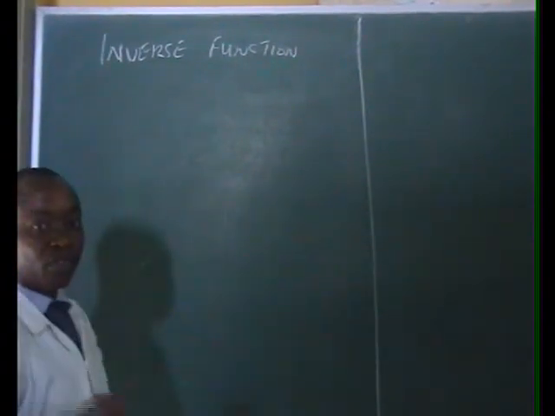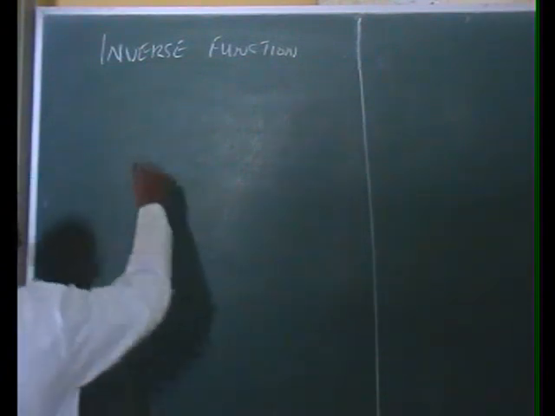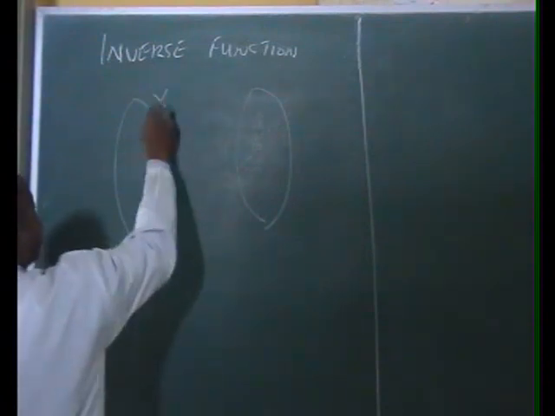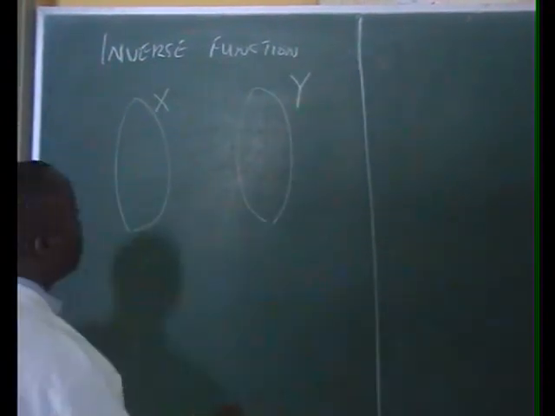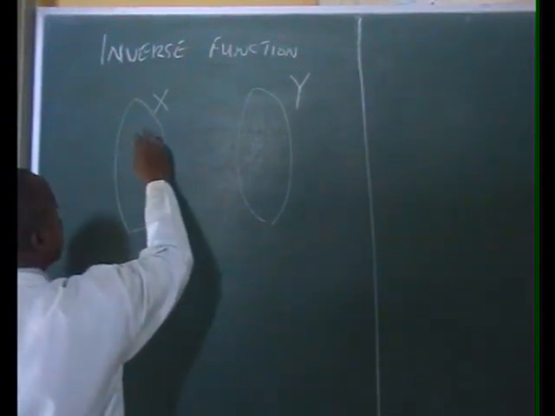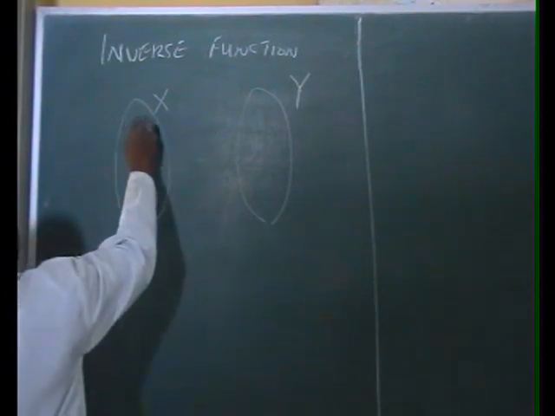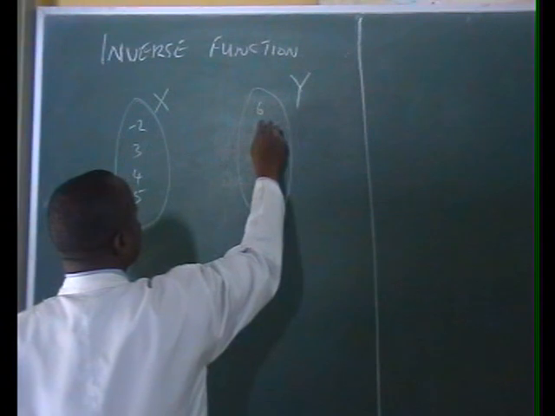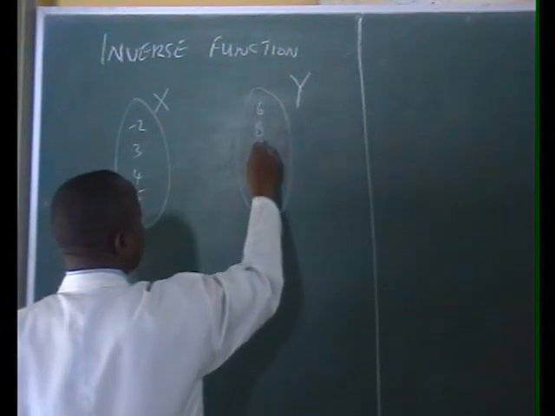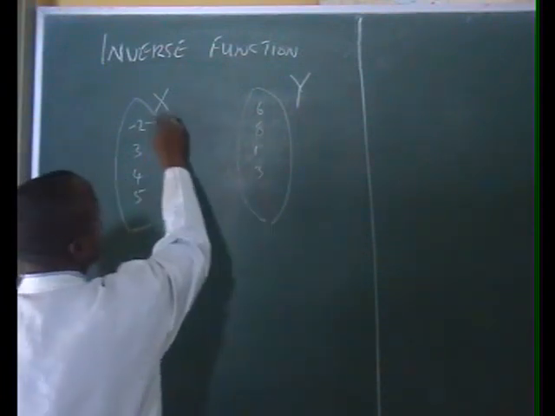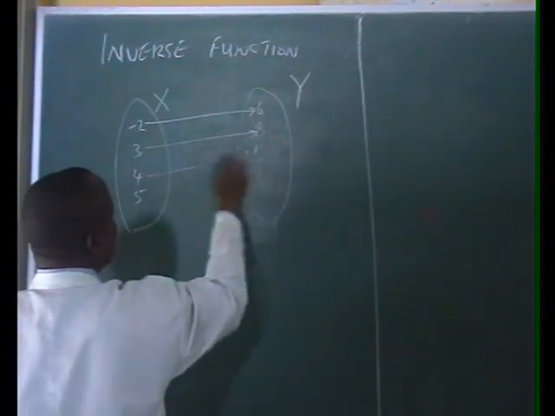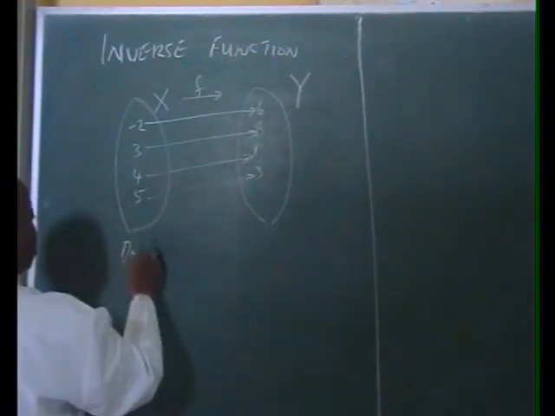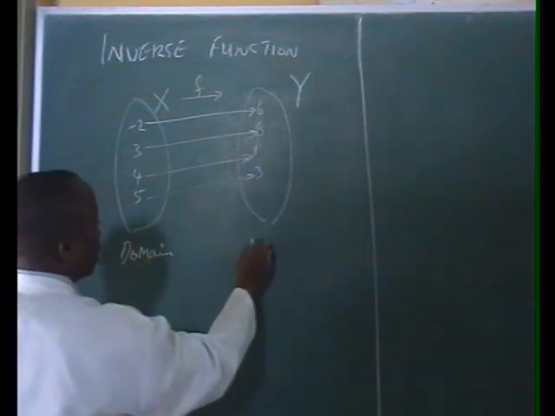Now let a function be defined by the arrow diagram such as this. So we have set x and we also have set y. If there are elements in the domain, say minus 2, 3, 4, 5, and then we have 6, 8, 1, 3, and a rule exists where these elements are assigned. Remember, like the rule F, and this is the domain of this function, and this is the co-domain.